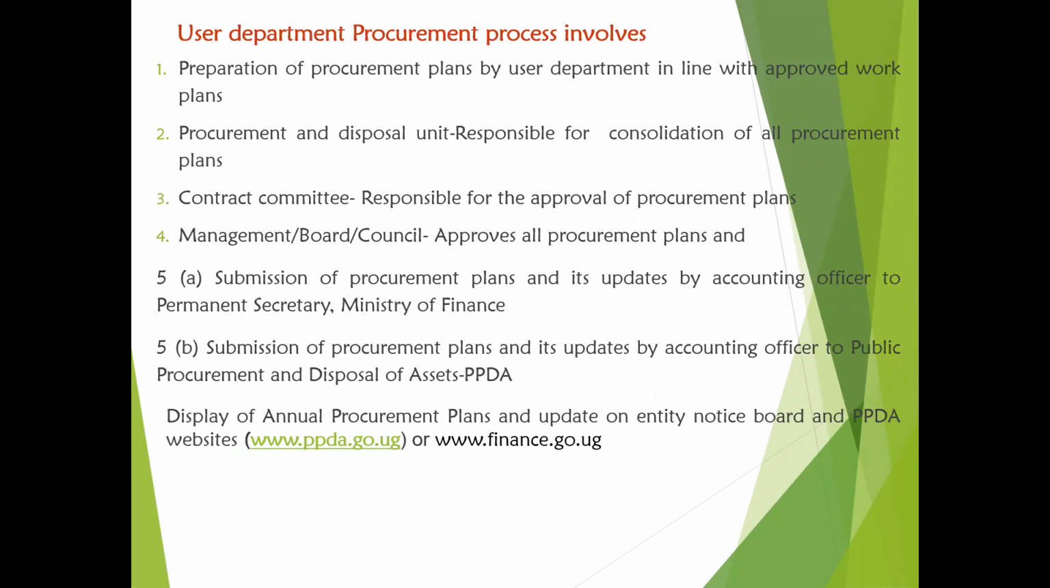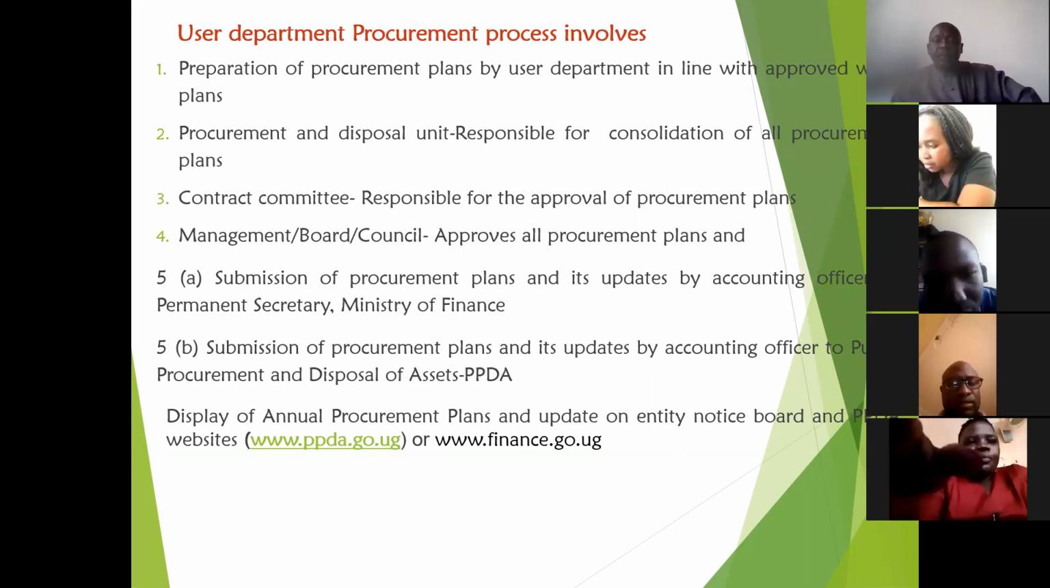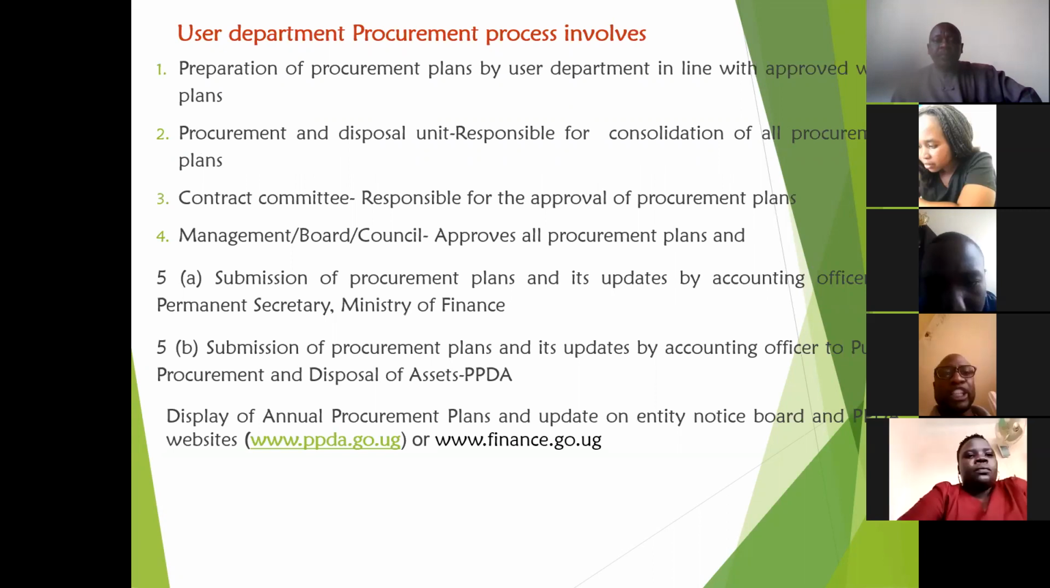I am going to present about the user department procurement process, which involves preparation of procurement plans by the user department in line with approved work plans. The procurement and disposal unit is responsible for consolidation of all procurement plans. The contract committee is responsible for the approval of procurement plans. The management board council approves all procurement plans and submission of procurement plans and updates the accounting officer.